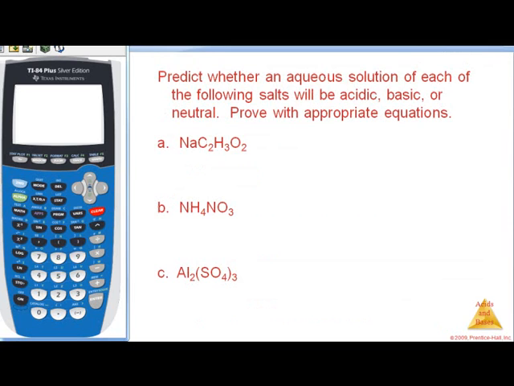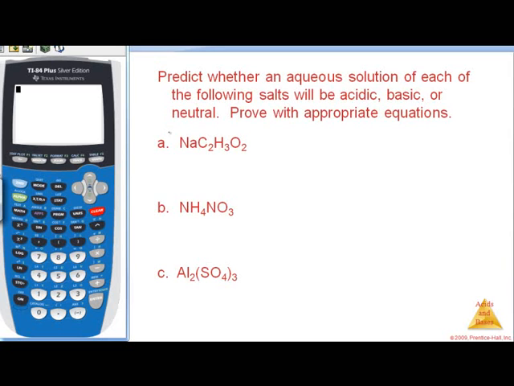Okay, so we want to predict whether an aqueous solution formed from these is acidic, basic, or neutral. Okay, so the first thing I'm going to do is identify where these came from. So it's NaOH, a strong base, and the acid must be acetic acid.